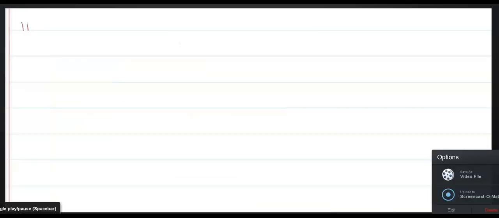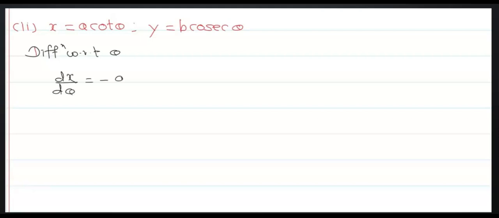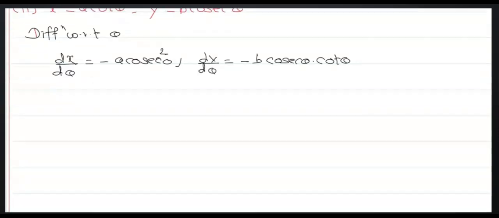Next is the second one. x = a cot theta, y = b cosec theta. Now differentiate with respect to theta. dx/d theta is equal to minus a cosec square theta. dy/d theta is equal to minus b cosec theta into cot theta.